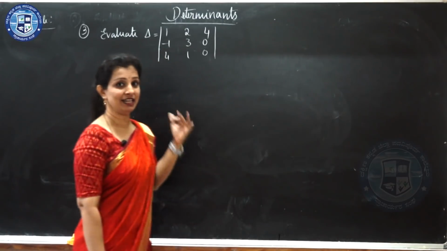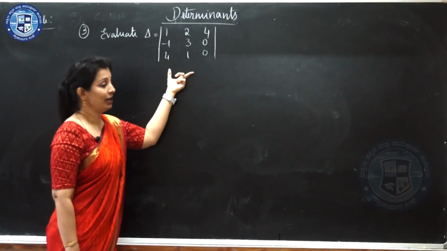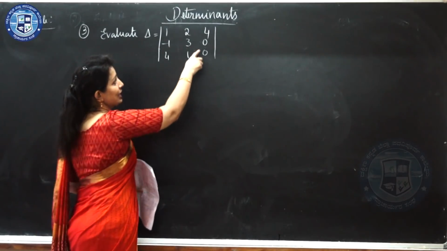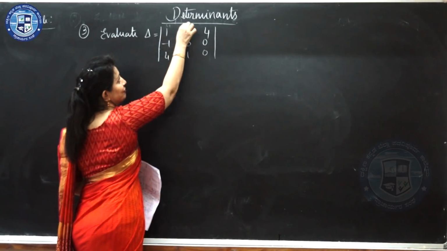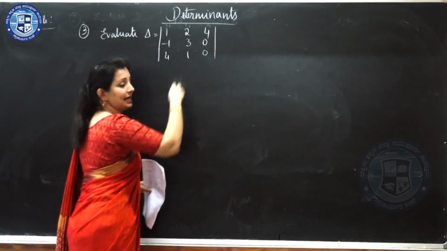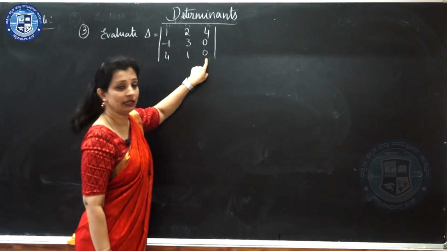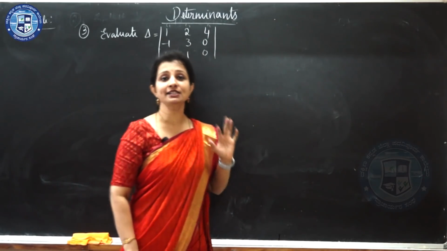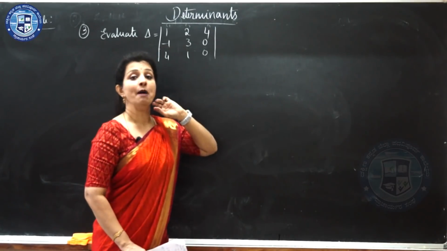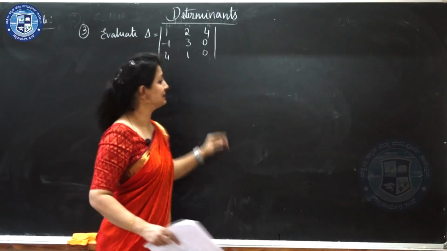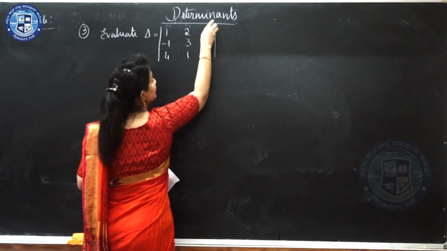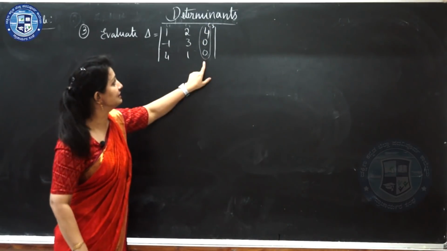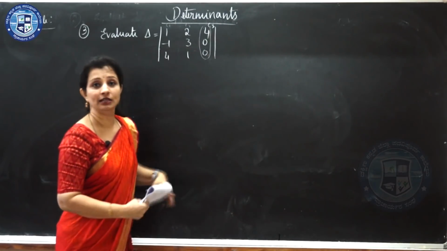In the previous session you learned how to expand along any row or column to find the value of the determinant. Here you can observe this is column 1, column 2 and column 3; a vertical line is known as a column. In the third column there are 2 zeros. Always expand the determinant along the row or column which has the maximum number of zeros. Here the third column, C3, has the maximum, 2 zeros.